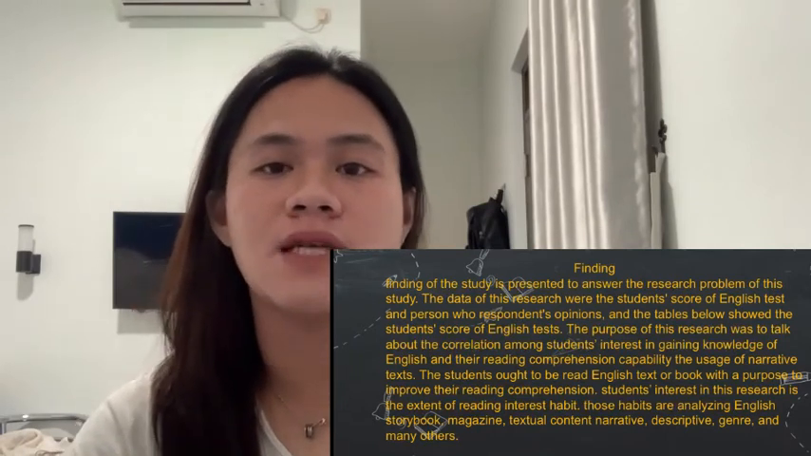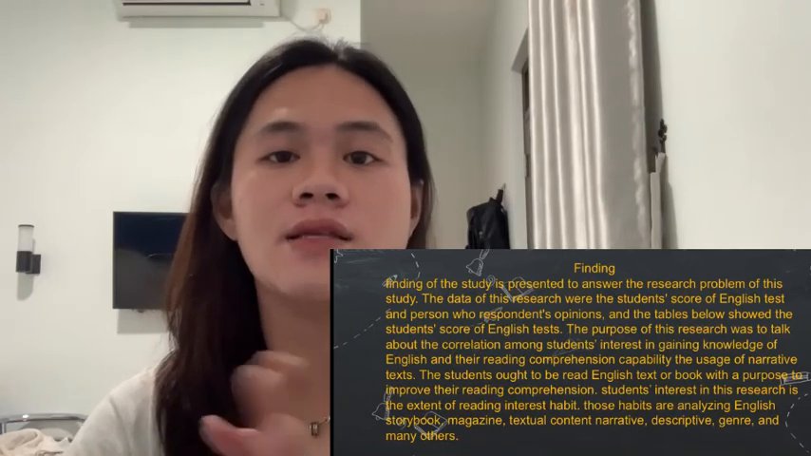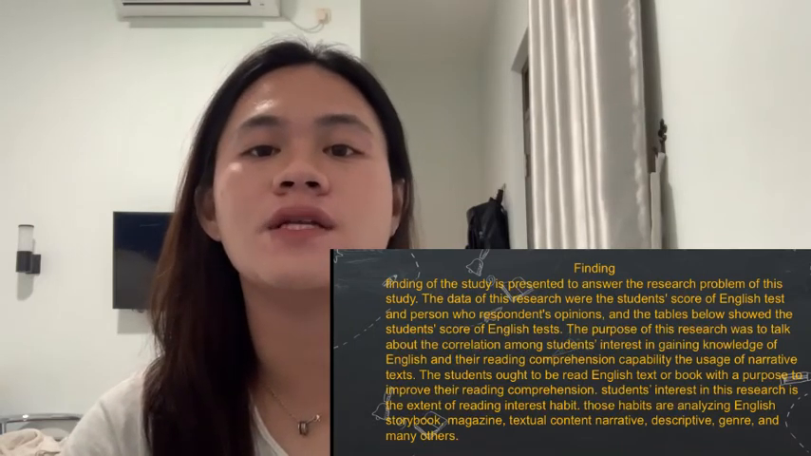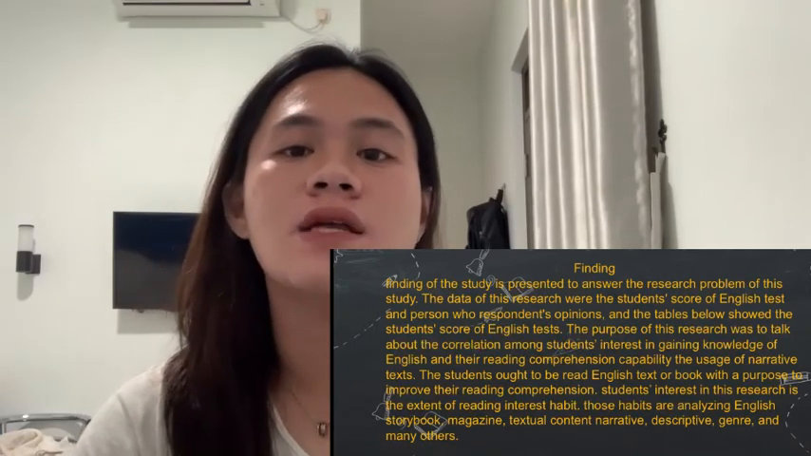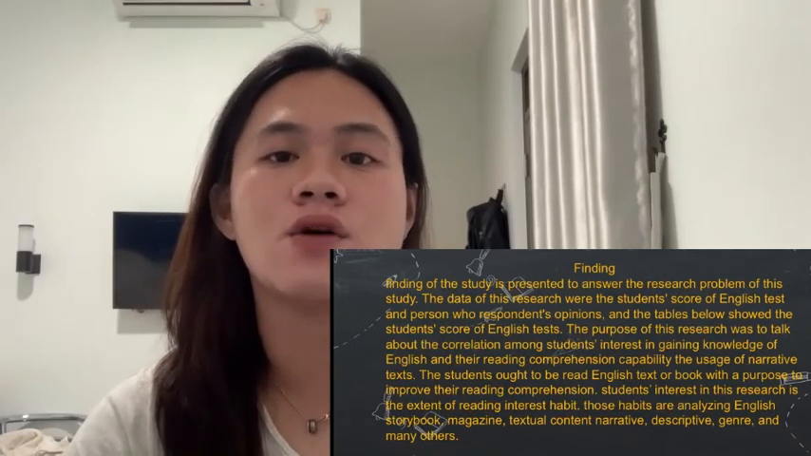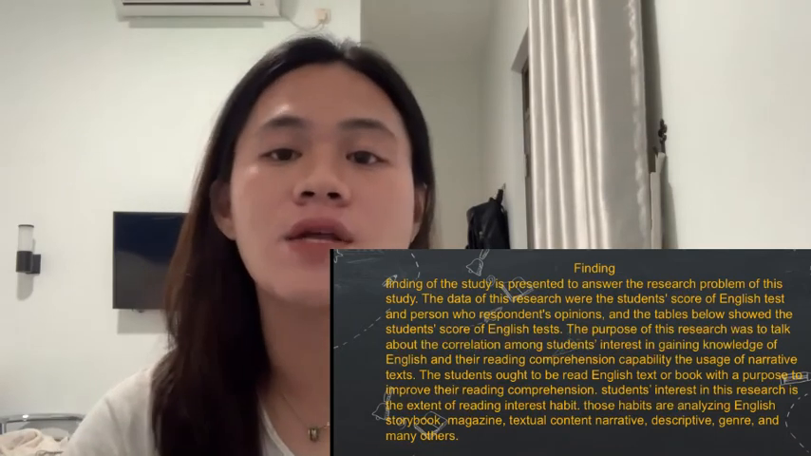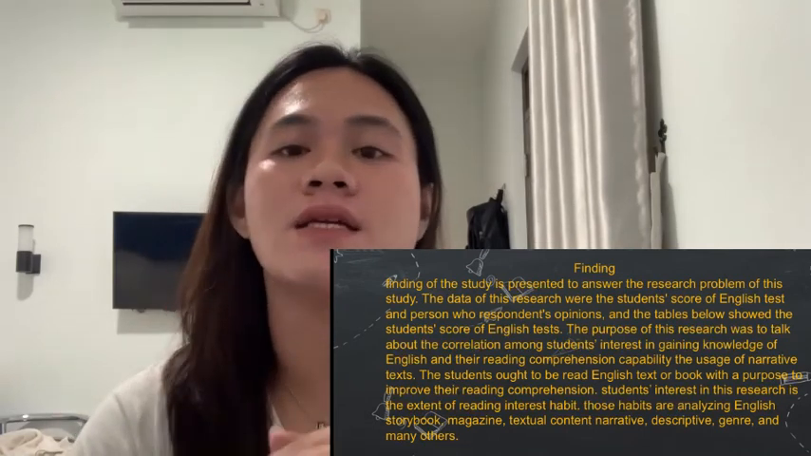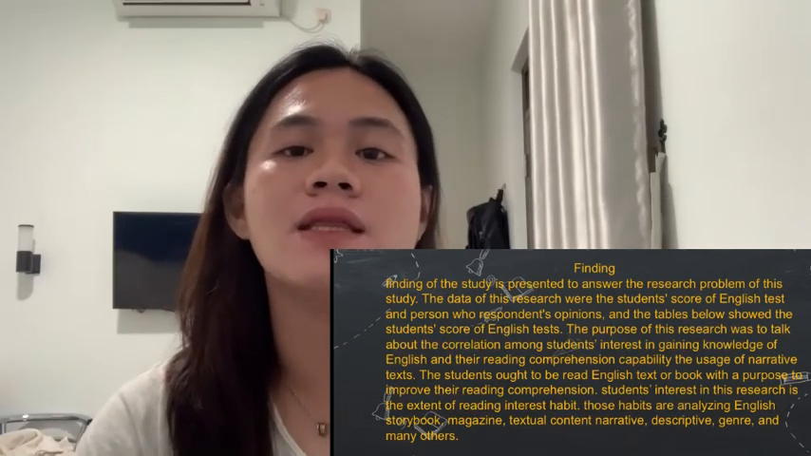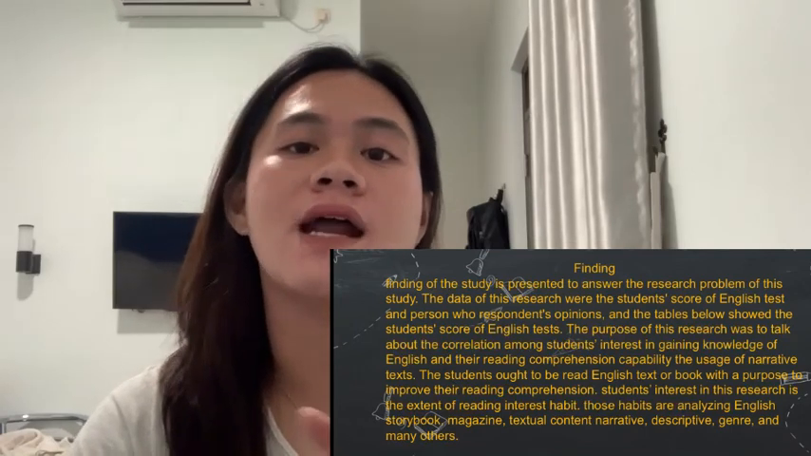The purpose of this research was to talk about the correlation among student interest in gaining knowledge of English and their reading comprehension capability, the use of narrative text. The student ought to be reading English text or book with a purpose to improve their reading comprehension. Student interest in this research is the extent of reading interest habit. This habit analyzing English storybook, magazines, textual, context, narrative, descriptive, genre, and many others.